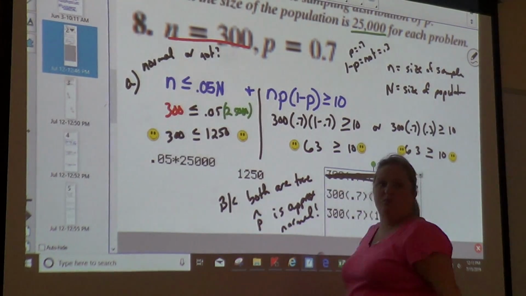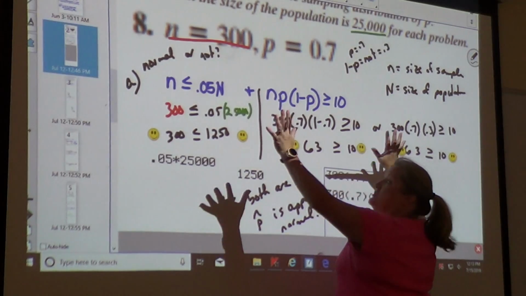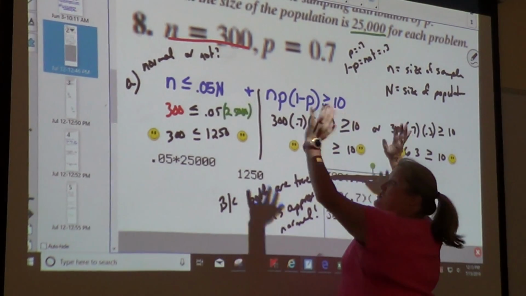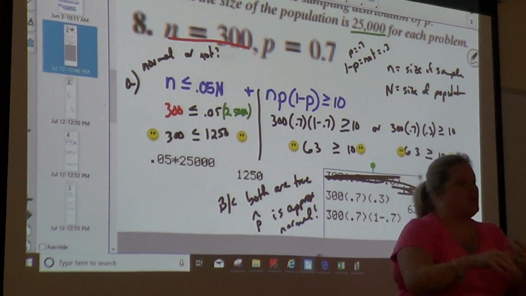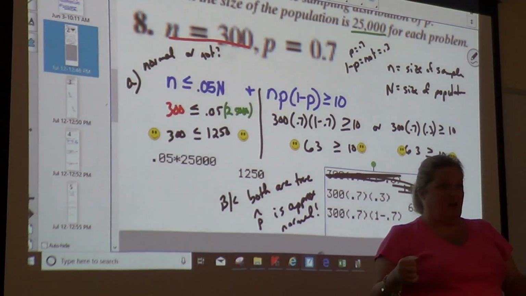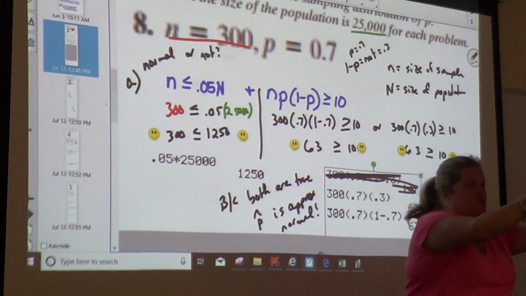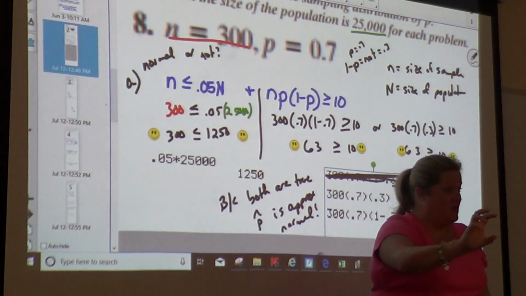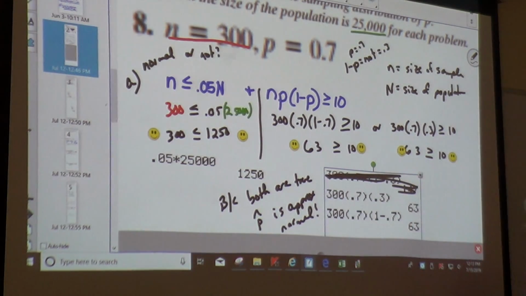In 8.1, we just had to say, yeah, it's more than 30 people, it's normal. In 8.2, it's a little bit harder to see. And on your test, you're going to have to know how to do this, because it's going to say, find the answer and tell me if it's approximately normal or not. They're going to have two answers where one says it's approximately normal and one says it's not. So you're going to have to know both of these to get the right answer.